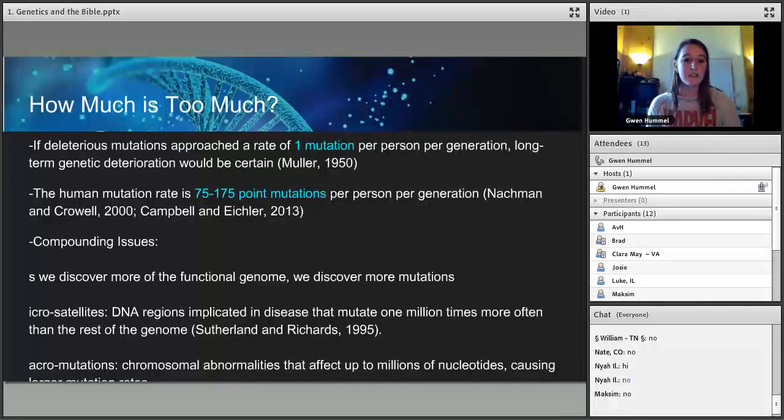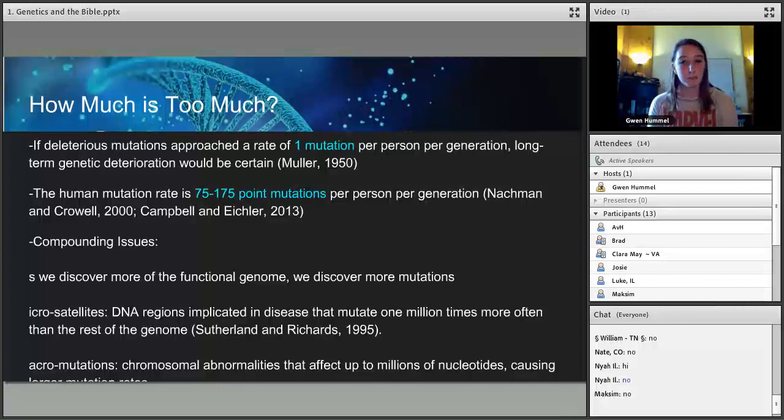We also see microsatellites. So microsatellites are DNA regions implicated in disease. So again, we see high rates of mutation are actually associated with disease. These microsatellites, they mutate 1 million times more often than the rest of our genome. And these are really bad. We try to get rid of these. So again, we see these high rates of mutation that evolution attributes to good things actually giving us diseases.